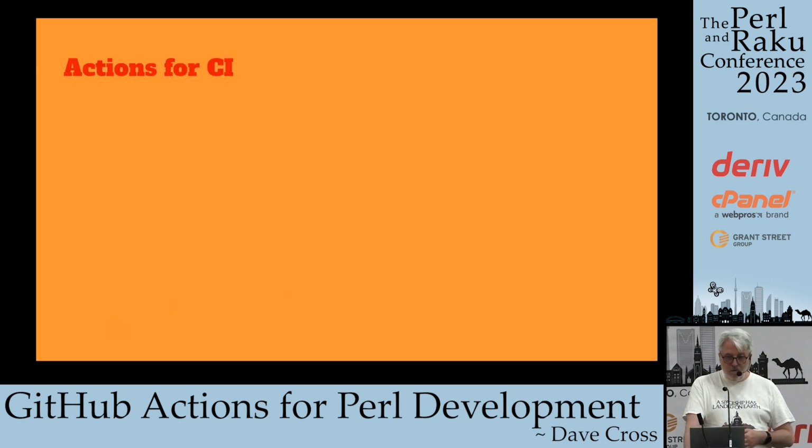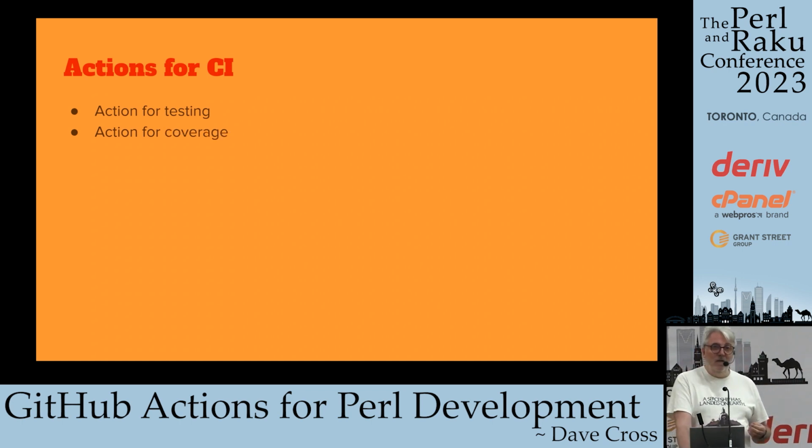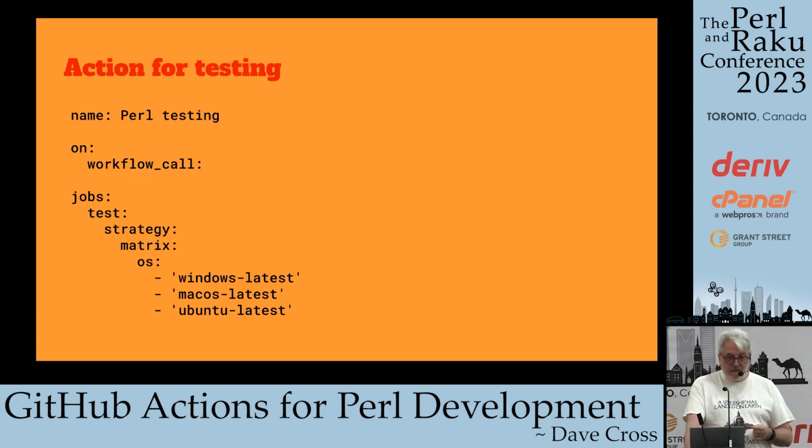Okay, moving on to actions for CI. The first thing we want to do is build an action for testing, an action for looking at coverage, an action for linting, which, as I said, means Perl Critic. So this is the top half of an action for testing. The interesting thing to see here that we're doing that's quite clever is this strategy key, which tells GitHub Actions to run our code basically in a kind of loop.